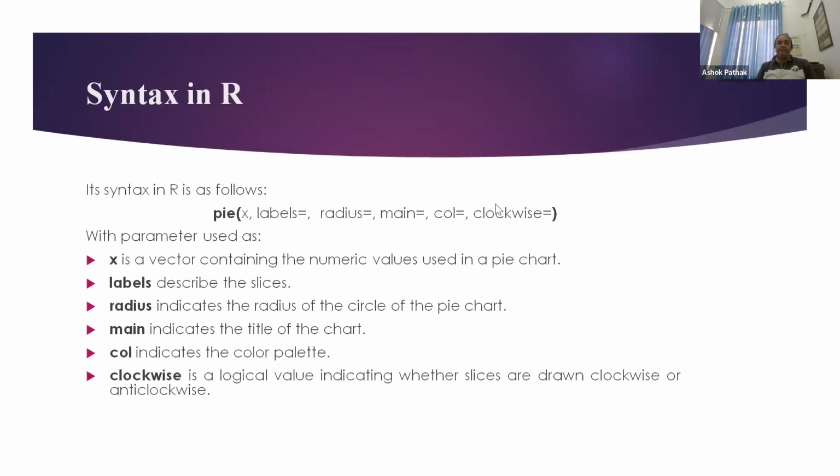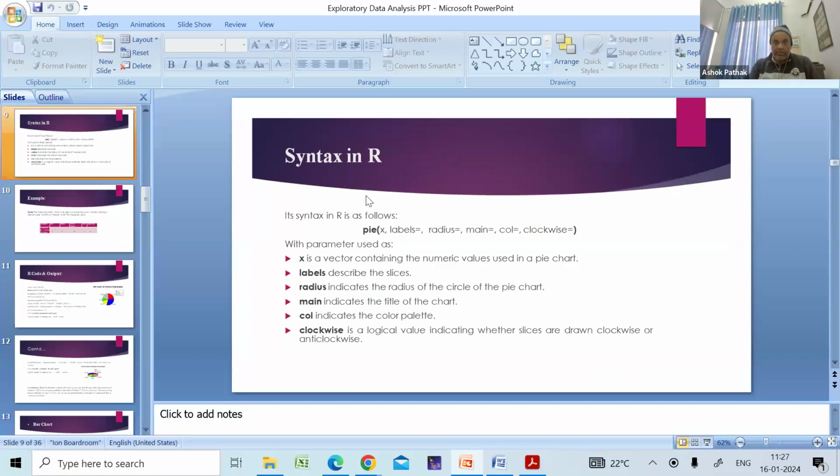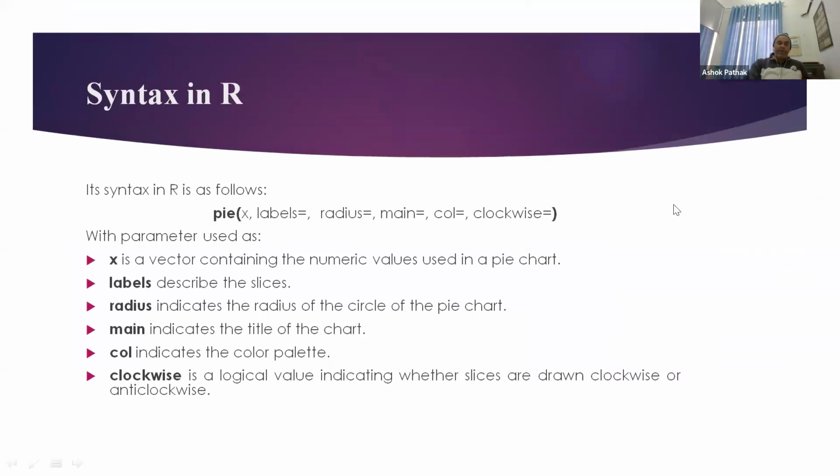So this is the syntax of R. Let me show the syntax. Suppose you are willing to make a pie chart of any data. What is the syntax for making a pie chart in R? Just type pie, begin the parenthesis; x is your data, labels describe the slices, radius means the radius of your circle, main means the heading, color you can give, and clockwise or anti-clockwise. So using this syntax, you can make a pie chart in R.